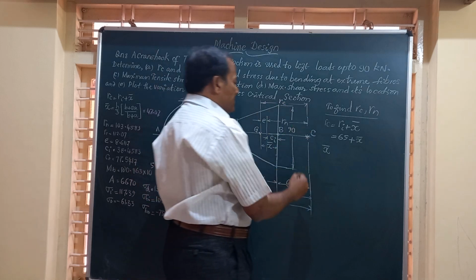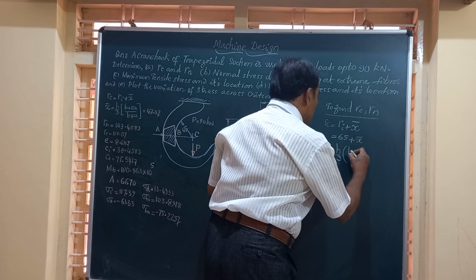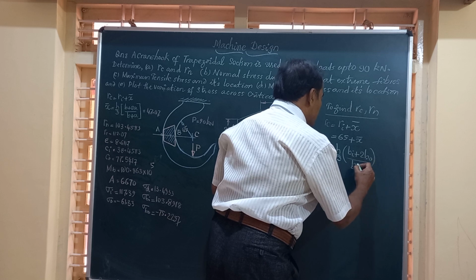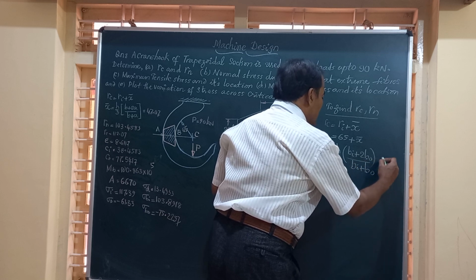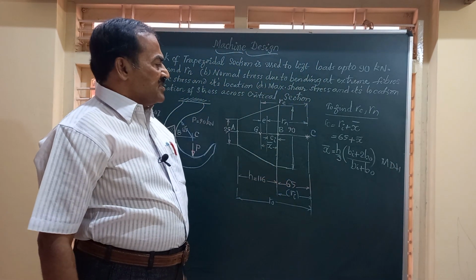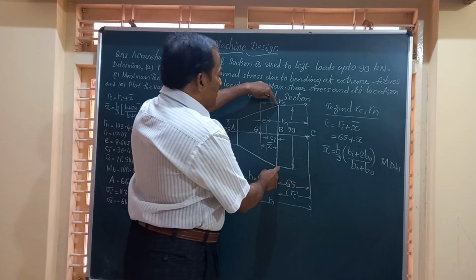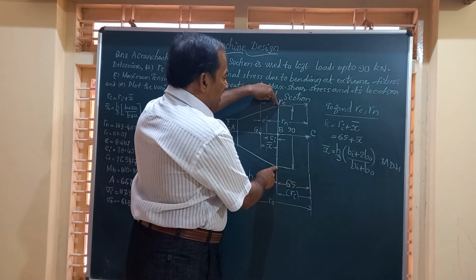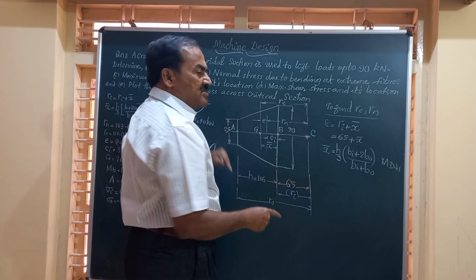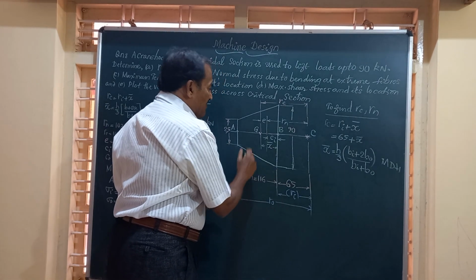Friends, this x bar for the trapezoidal section is given by the formula h by 3 times bi plus twice b naught divided by bi plus b naught. Friends, this is the formula available in machine design data handbooks. What are these bi, b naught, h, etc.? The maximum inside width is bi, and the outer dimension of the cross section is b naught, and these two are parallel to each other. And here h is the height or the width of this cross section.